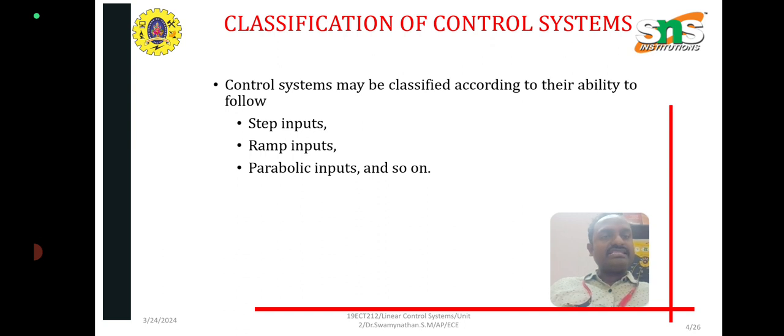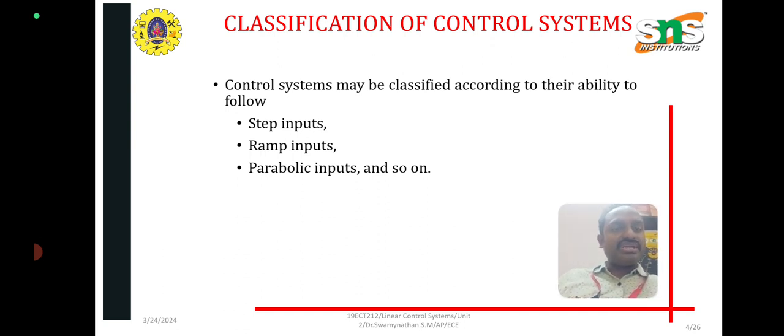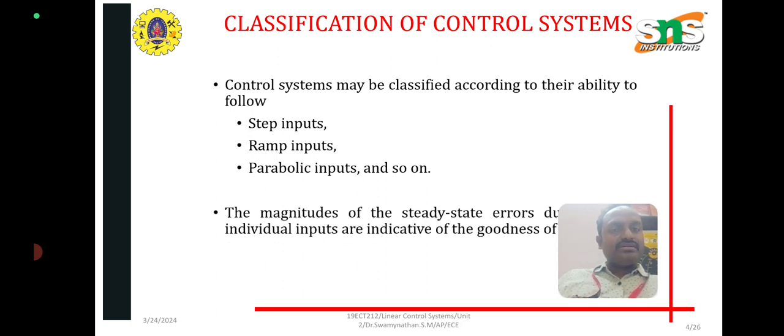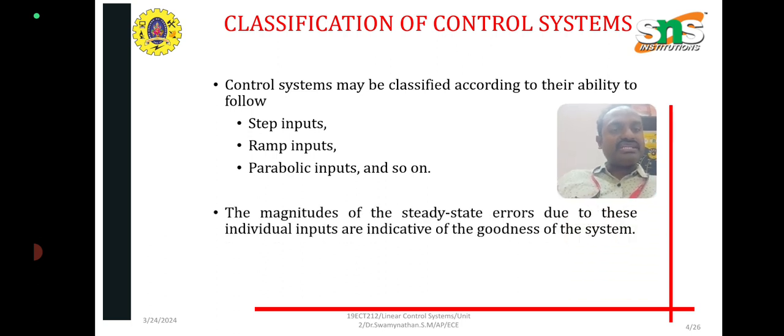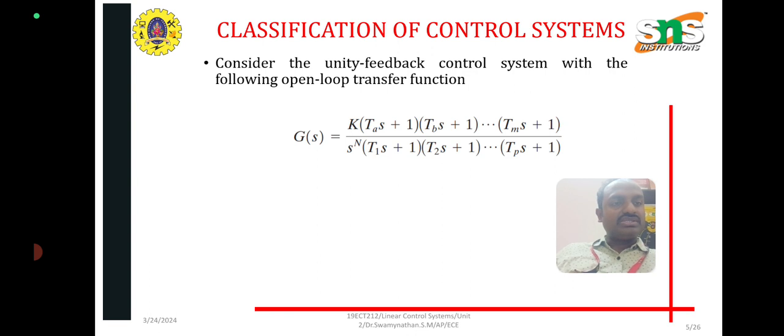So next, the classification of control systems. We discuss the classification with three inputs: one is step, another is ramp, and another is parabolic. The magnitudes of the steady state errors due to these individual inputs are indicative of the goodness of the system. The classification of the control system is for unity feedback with the open loop transfer function G of S.